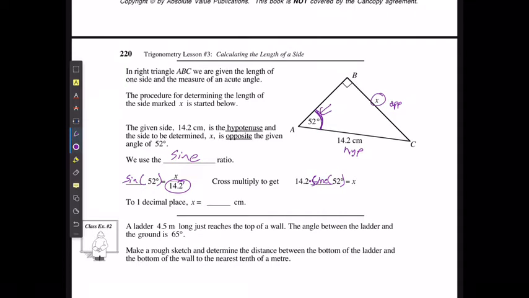And I can just put that into my calculator, making sure once again that we have it in our degree mode, not in our radians mode, just in case. So to one decimal place, if I say 14.2 multiplied by sine of 52, that's going to give me 11.2 centimeters.